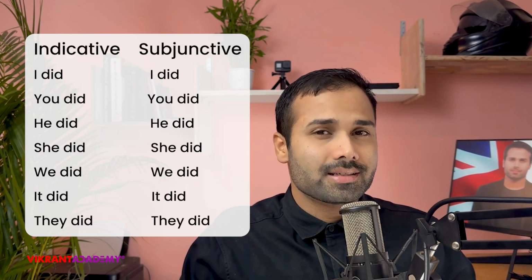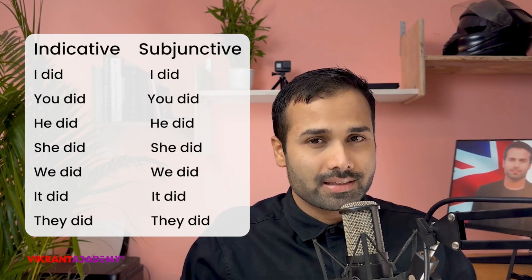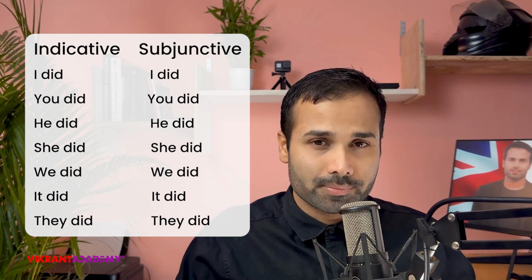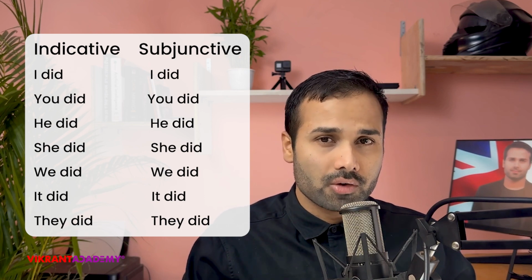In the subjunctive mood, we are not going to change any sentence orientation or the auxiliaries. The auxiliary will remain the same even in subjunctive mood. For example, I did in indicative mood will be the same in subjunctive mood. You did in indicative mood will be the same in subjunctive mood. Let's make a few more examples: I did, you did, he did, she did, we did, they did, and it did. So we now have learned about the subjunctive mood and indicative mood of simple past.